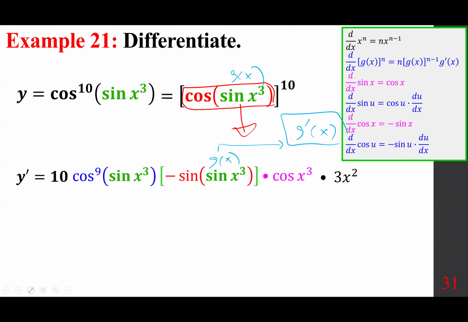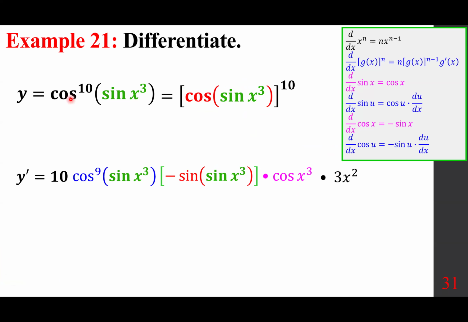So let me erase my work and recap. Cosine to the power of 10, we need 10. Then cosine to the power of 9. Then the derivative of this entire thing is needed, which is this one. What is the derivative of cosine? It is negative sine, the same argument, and then the derivative of sine x cubed. Cosine, it's the same argument, and then the derivative of the argument.